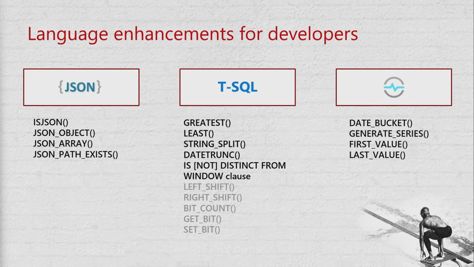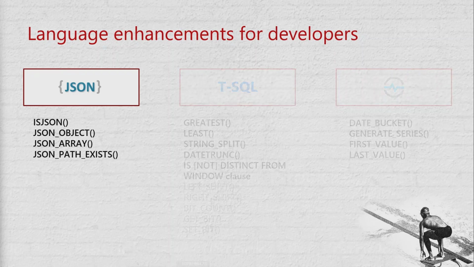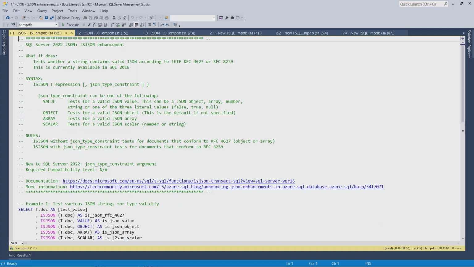We're not going to cover those in this session, so I'll leave it as a follow-up exercise for you to read our documentation to learn more about these. Let's start our tour of the new enhancements with JSON processing, and we'll begin with the isJSON function.